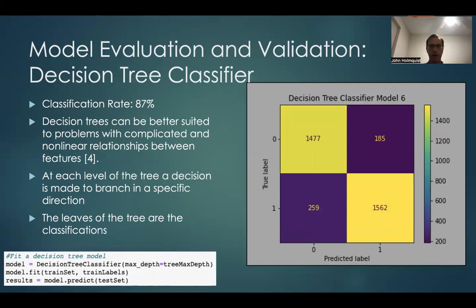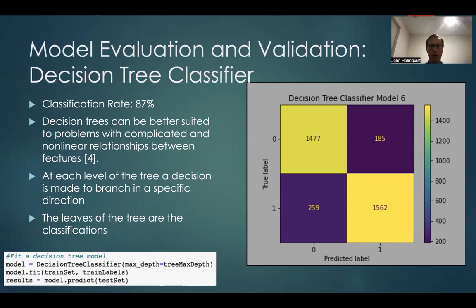Then the next model is a decision tree classifier. I got that the classification rate for this is 87%. And decision trees can sometimes be better suited to problems with complicated and nonlinear relationships between features. At each level of the tree, a decision is made to branch in a specific direction, and then the leaves of the tree end up being the classifications.